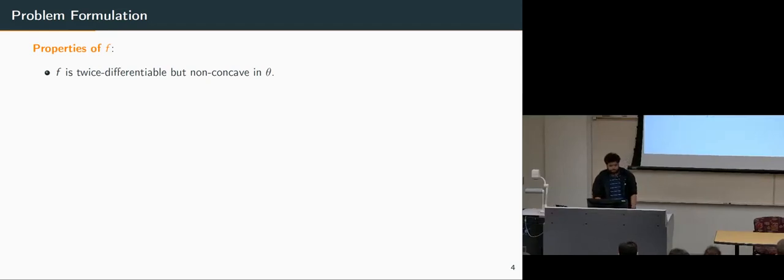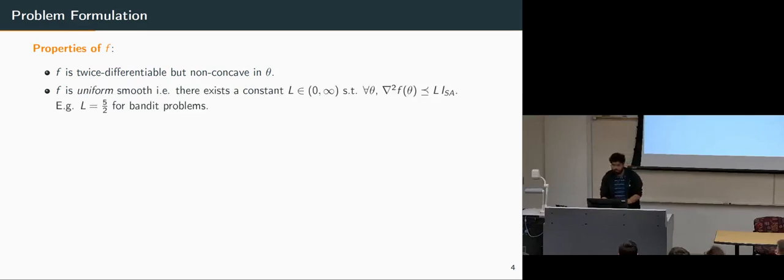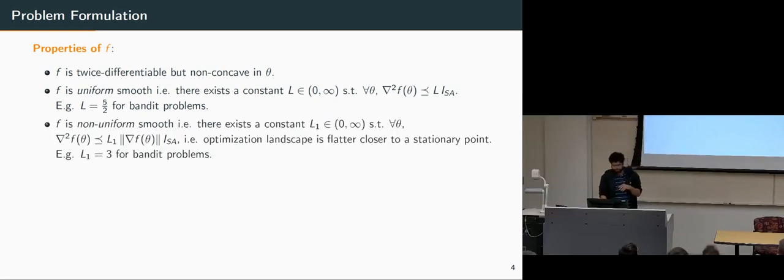Across papers in the past 3-4 years, you can abstract out these properties of the function f for, say, finite MDPs. We know f is twice differentiable, but it can be non-concave in theta for this softmax case. Then, f is uniformly smooth, so the Hessian can be bounded by L times the identity. For example, if you consider bandit problems, L is like 5 over 2. Typically, L is some known number that depends only on the discount factor.